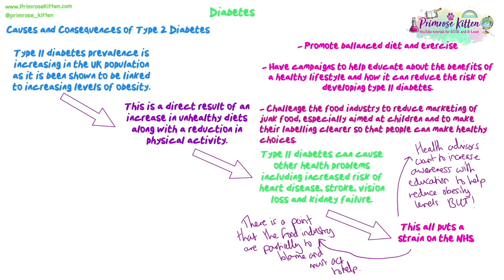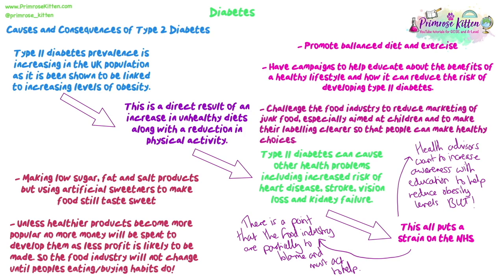Educate people that a healthy lifestyle is better and that it can reduce the chances of non-communicable diseases, including type 2 diabetes. And also try to help make labelling clearer so that people can make healthy choices when they choose food, those red, orange, green triangles. We also have to balance this with what the food companies are doing. They have responded by making some low sugar, low salt, low fat products, so 0% fat. But the way they've done that is to use artificial sweeteners to make the food still taste appealing.